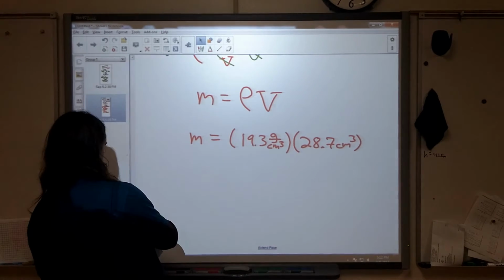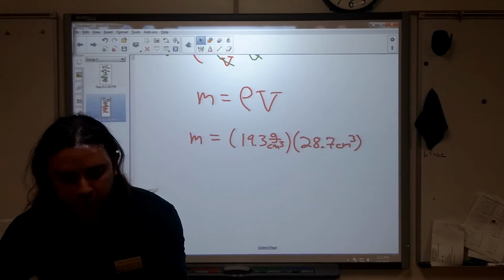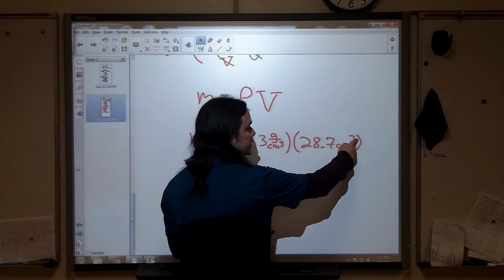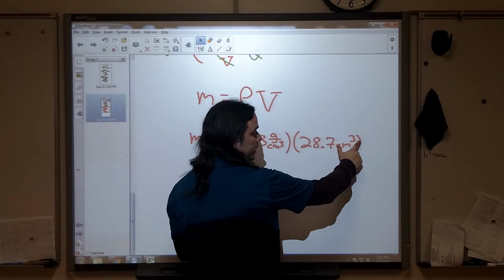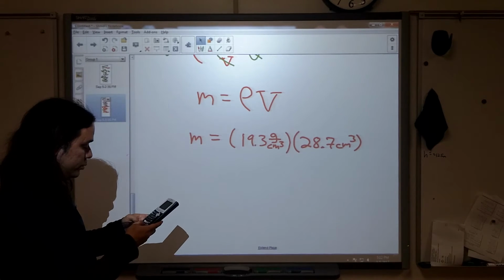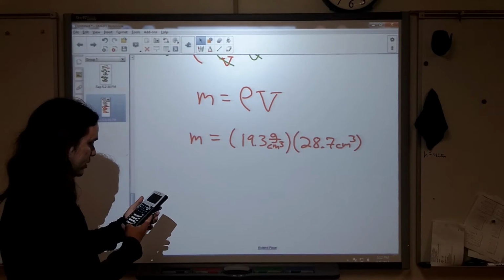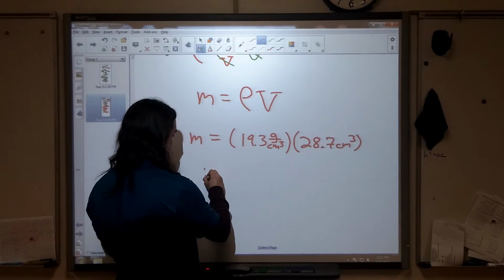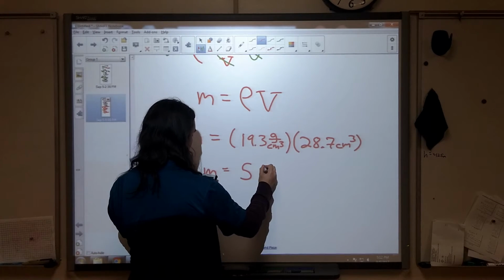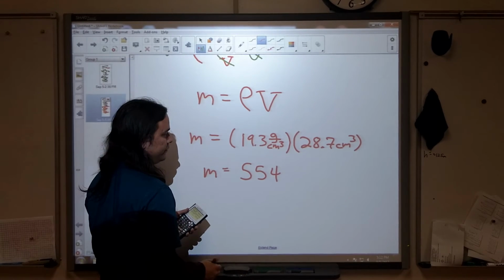I hope that's right. My mind wanders. 28.7. Awesome. So now I just multiply those out. Now remember, in this case, the cubic is only on the centimeter. We're not doing anything to the 28.7 because we already cubed to get that number. So 19.3 times 28.7, we end up with the following. The mass is equal to 553.91. We'll call it 554.